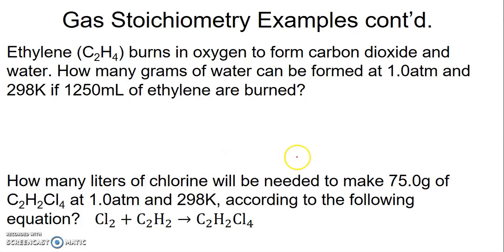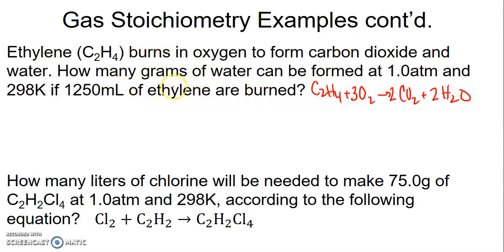All right, now for these examples, if you are not at STP, you've got to do a little bit of extra work. And so if we look at the first one, ethylene burns in oxygen. So again, it's a combustion reaction that we need to write the equation for, and then balance it. Okay, now how many grams of water can be formed at 1 atmosphere and 298 Kelvin if 1,250 milliliters of ethylene are burned?